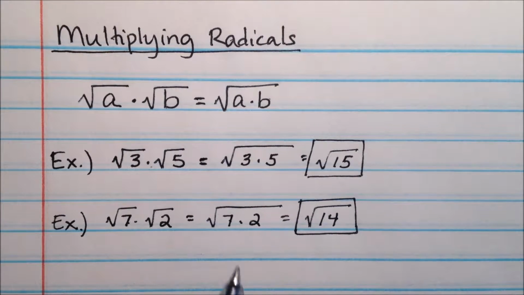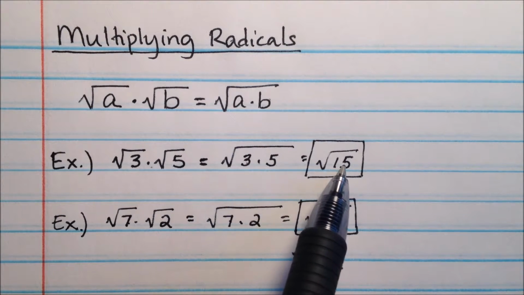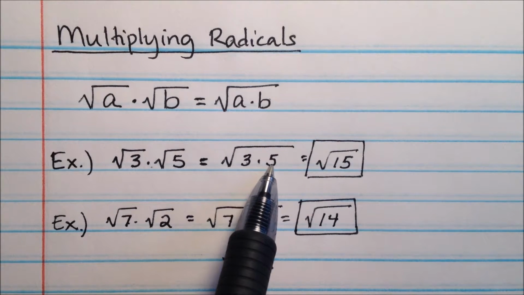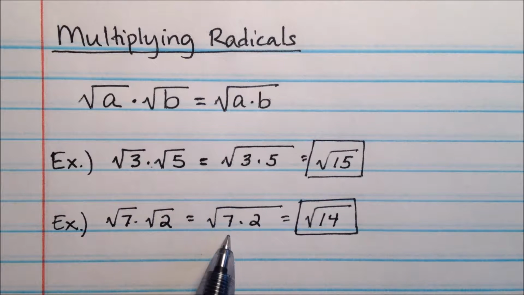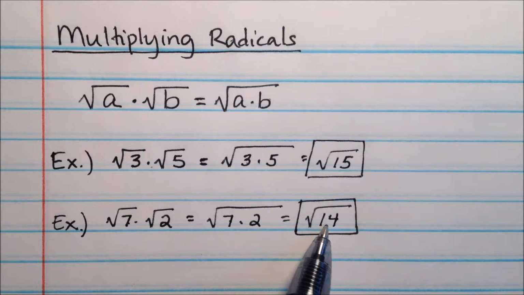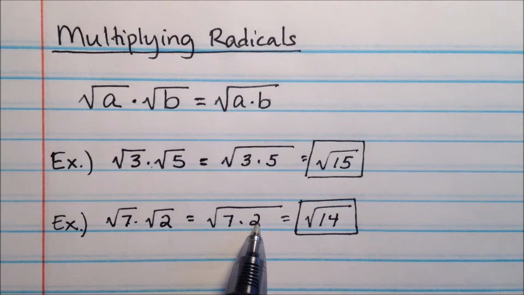Well, in both of these cases, when we multiply 3 times 5 to get 15, 3 and 5 are both prime numbers. Also, 7 times 2 to get 14, 7 and 2 are both prime numbers. This means that 15 and 14, when you do the prime factorization, it's just two prime numbers that are both unlike. So neither one of them are the same, so they won't pair up and simplify the radical.